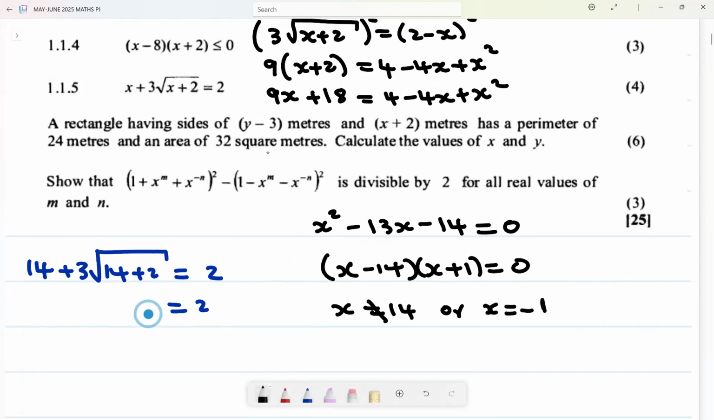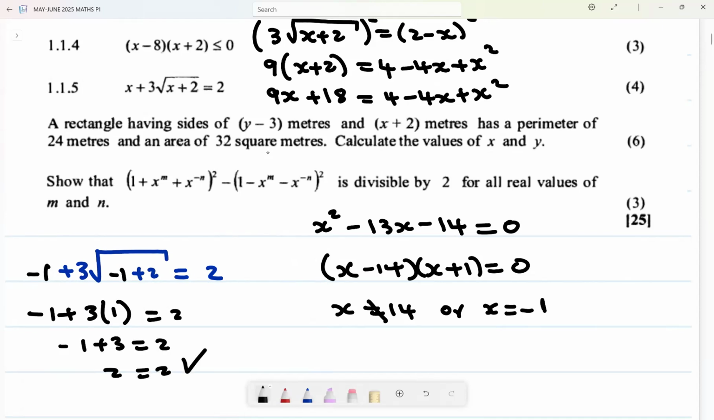Okay, let's confirm using 1. When I substitute x as 1, it's going to be 1 plus 3. Did I make any mistake? Because there's no way that, oh, it's -1. Here, -1. -1 plus 3 into square root of -1 plus 2, it is 1, just 1, equal to 2. And then it's -1 plus 3 equal to 2, 2 is equal to 2. It's fine. Therefore, x is equal to -1 only. But it's fine because you have already cancelled this one, okay?